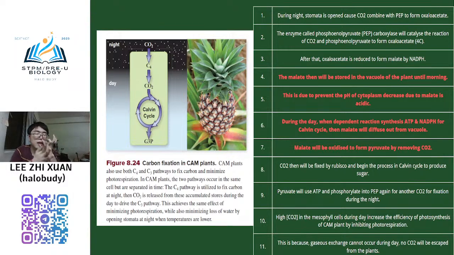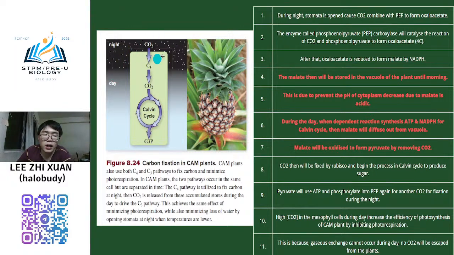So what are the key differences? Apa perbezaan dia? Kenapa dia boleh? Kenapa C3 tak boleh? Kenapa CAM boleh? Kerana mereka guna satu sel kan? Kenapa CAM boleh, why? Because the time at which the reactions occur is different.